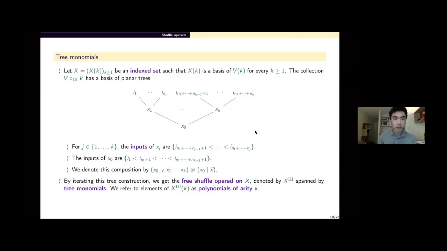We can also iterate this composition. Here we only have 2 layers of trees, but we can add more and more vertices, and these produce tree monomials, which will be a basis of the free shuffle operad on X. And so we can check that this forms an operad. And we refer to the elements of arity k as polynomials.